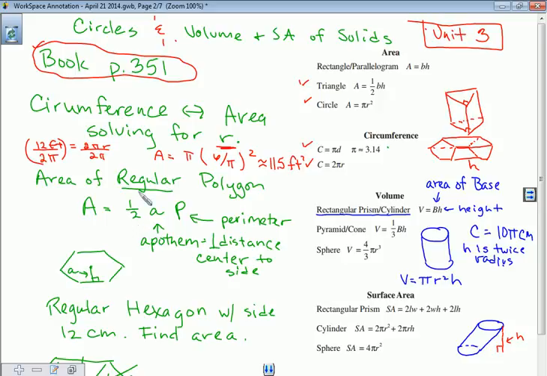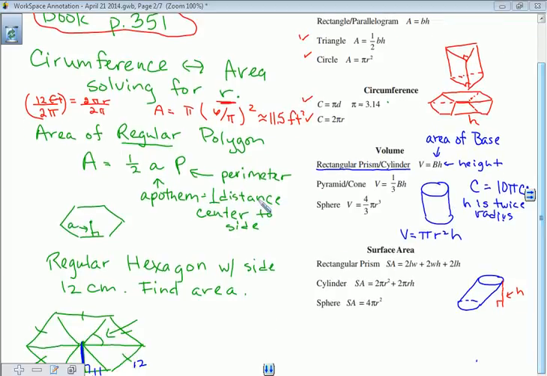I know we really didn't focus on this much at all last year, but I do want to go back over it. It's 1/2 the apothem times the perimeter. Okay, now let's talk about what apothem is. Apothem is the perpendicular distance from the center of any regular polygon to a side.